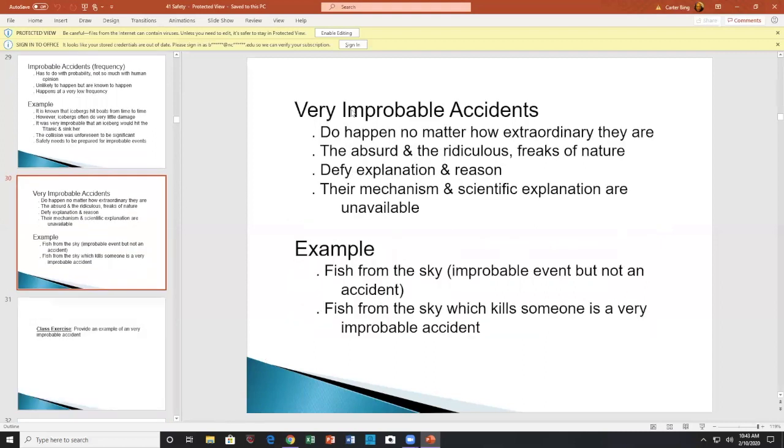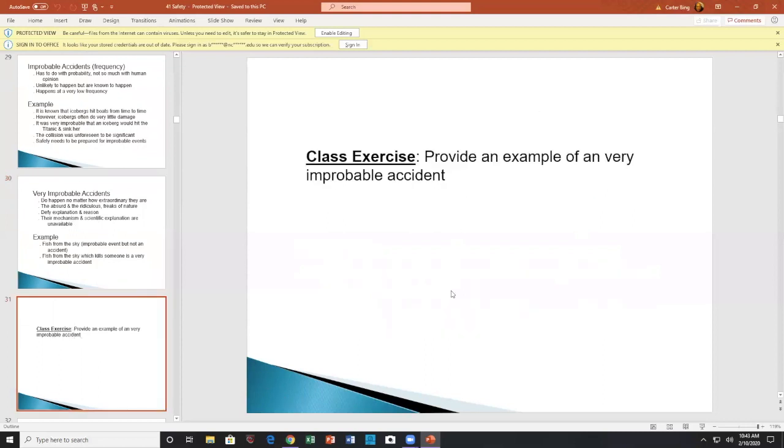Example of an improbable accident: fish from the sky. Now that's a rare item, but it does occur, for whatever physics reason. However, fish from the sky which kills somebody is a very improbable accident, but it has occurred. Okay, very improbable accidents do happen no matter how extraordinary they are. They can be the absurd and the ridiculous. They could be freaks of nature, defying explanation and reason. Their mechanisms and scientific explanations are unavailable. So I leave you with a class exercise: provide an example of a very improbable accident.